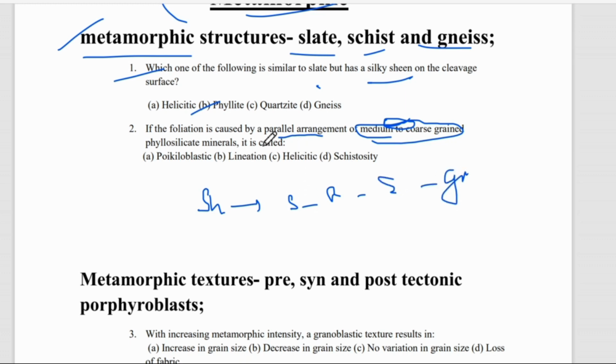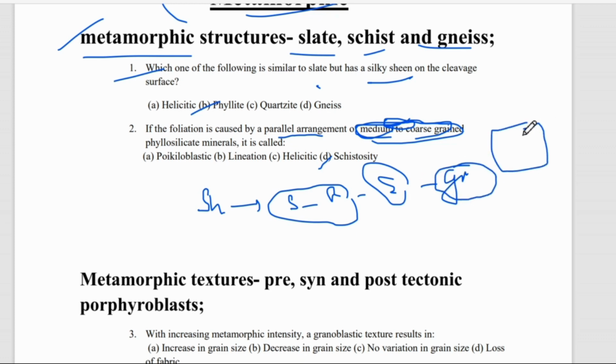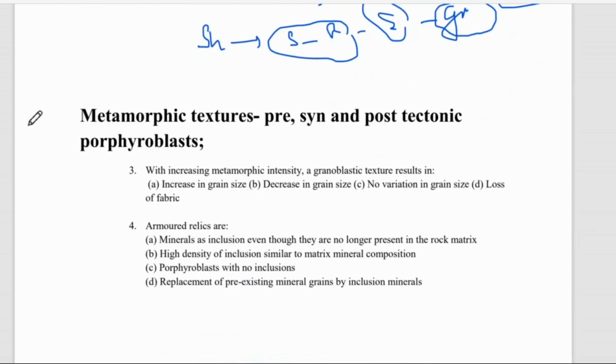If it is fine grained, then it will be slate or phyllite. They told that it is medium to coarse grain, so you will mark schistosity here. Okay. And in the gneiss, you will see different bandings of mafic and felsic minerals. There will be mafic minerals of darker color and felsic bands of the light color. Okay. Next topic is metamorphic textures, pre, syn, post tectonic porphyroblast.